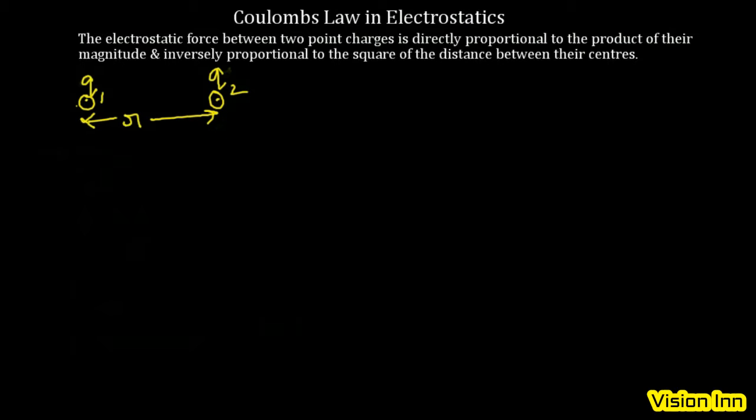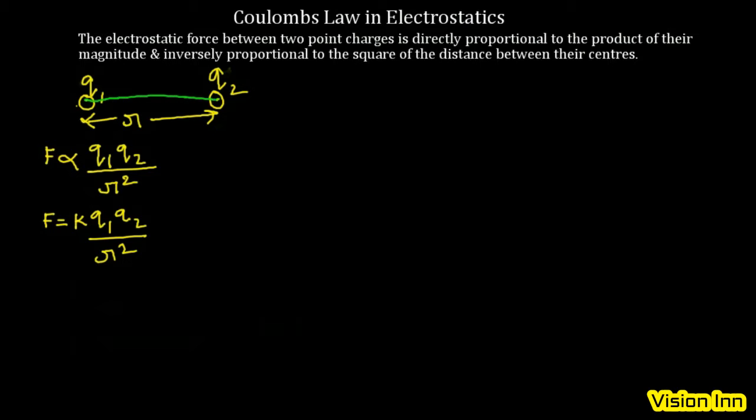According to Coulomb's law, F, that is the electrostatic force between the two charges, will be directly proportional to the product of the magnitudes Q1 Q2 and inversely proportional to the square of the distance between the centers. So F is equal to K Q1 Q2 upon r square. One thing to note here is that the force between the two point charges will always act along the line joining the centers. It won't act in any other direction.